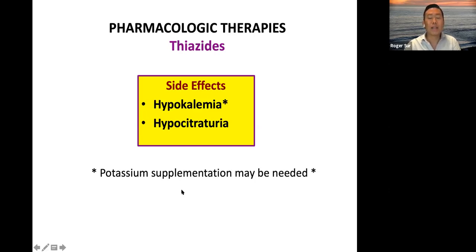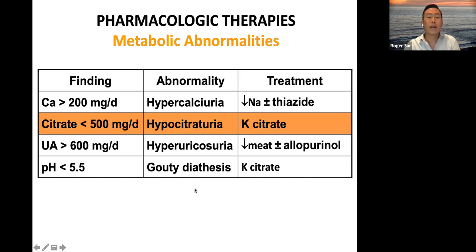So you may need to supplement these people with potassium citrate after you start thiazide, unfortunately, but you wouldn't know until you repeat the 24-hour urine. The next of the four here, and then we'll be done, is citrate. If they have hypocitraturia and they don't respond to dietary modification, you need to start them on potassium citrate. Citrate is an inhibitor of stone formation.